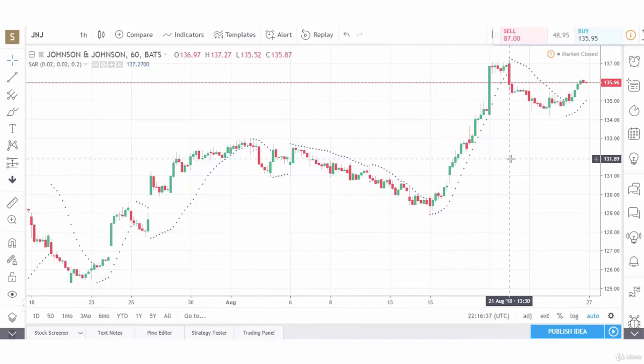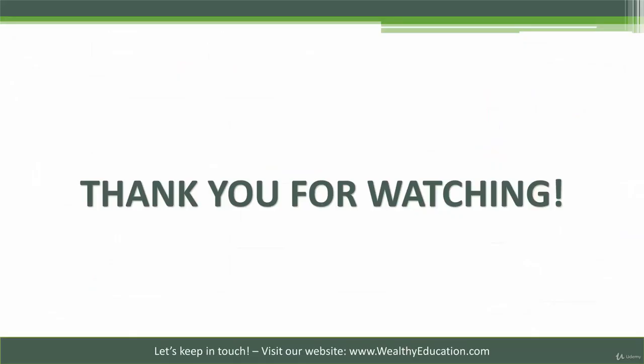So that's the parabolic SAR on an hourly chart. Again, this indicator is best used with a trending stock or market, and is also best used in combination with either candlestick patterns or another indicator. So that covers the parabolic SAR, which is an indicator designed by Wells Wilder, who also designed the relative strength indicator, which we'll be talking about in a couple of videos.